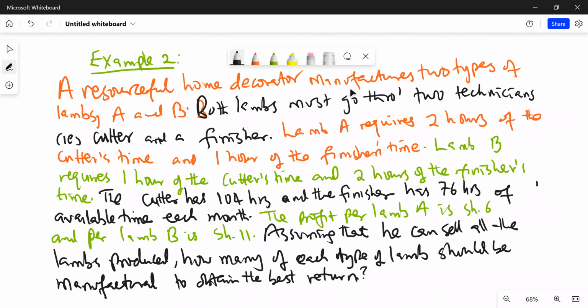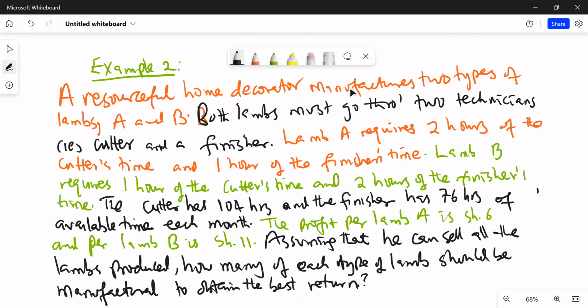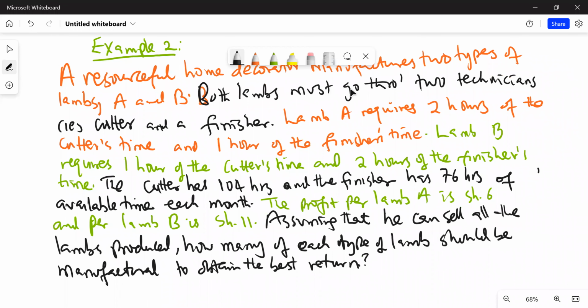So let's look at the second example on the formulation of an LP model. And we are given this question here. A home decorator manufactures two types of lamps, A and B. Both lamps must go through two technicians, that's the cutter and the finisher. Lamp A requires 2 hours of the cutter's time and 1 hour of the finisher's time. Lamp B requires 1 hour of the cutter's time and 2 hours of the finisher's time. The cutter has 104 hours, while the finisher has 76 hours of available time each month.